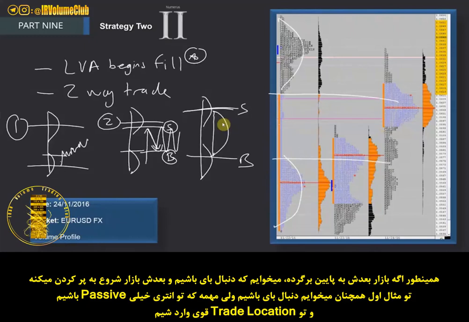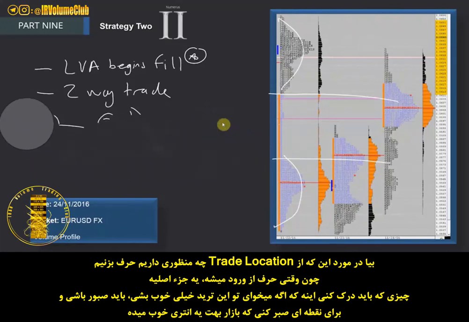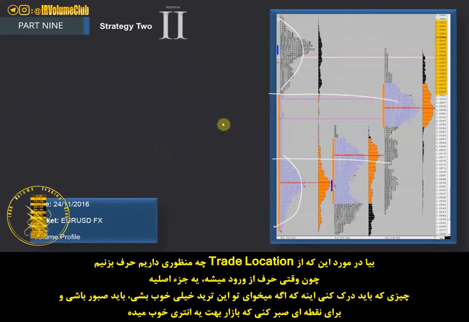In the first example, however, we still want to be looking for buys, but it's important that we remain very passive on entry and execute in strong trade location. Now, let's talk about what we mean in terms of this trade location, as it is a key element when it comes to the execution. What you must understand is if you are going to become very good at this trade, you need to be patient and wait for the point where the market gives you a good entry.